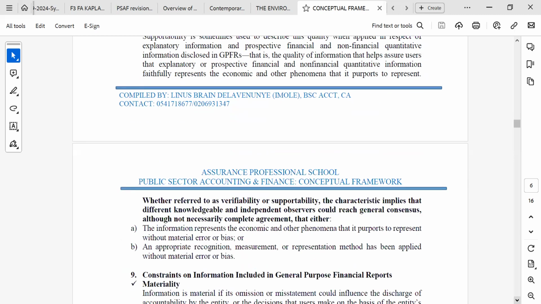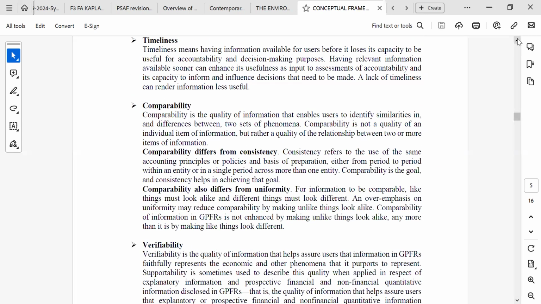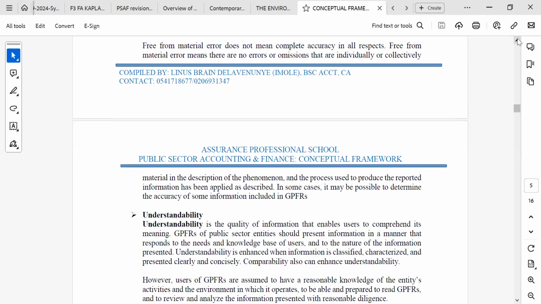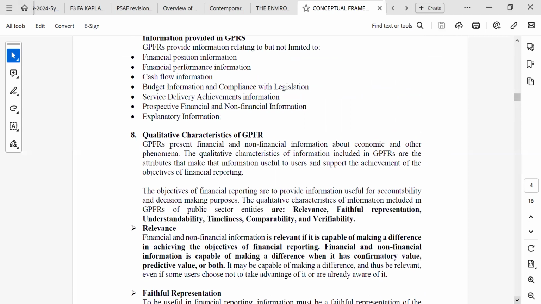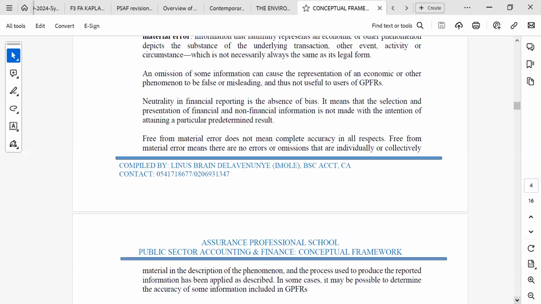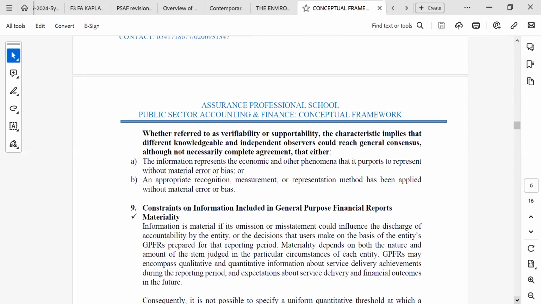And let's look at this one. We are expecting financial information to have all of these characteristics, but in some cases it will not be possible for the financial information to have all these characteristics at the same time because of certain things. So we look at the constraints on financial information included in general purpose financial reports. The first constraint is what we call materiality.